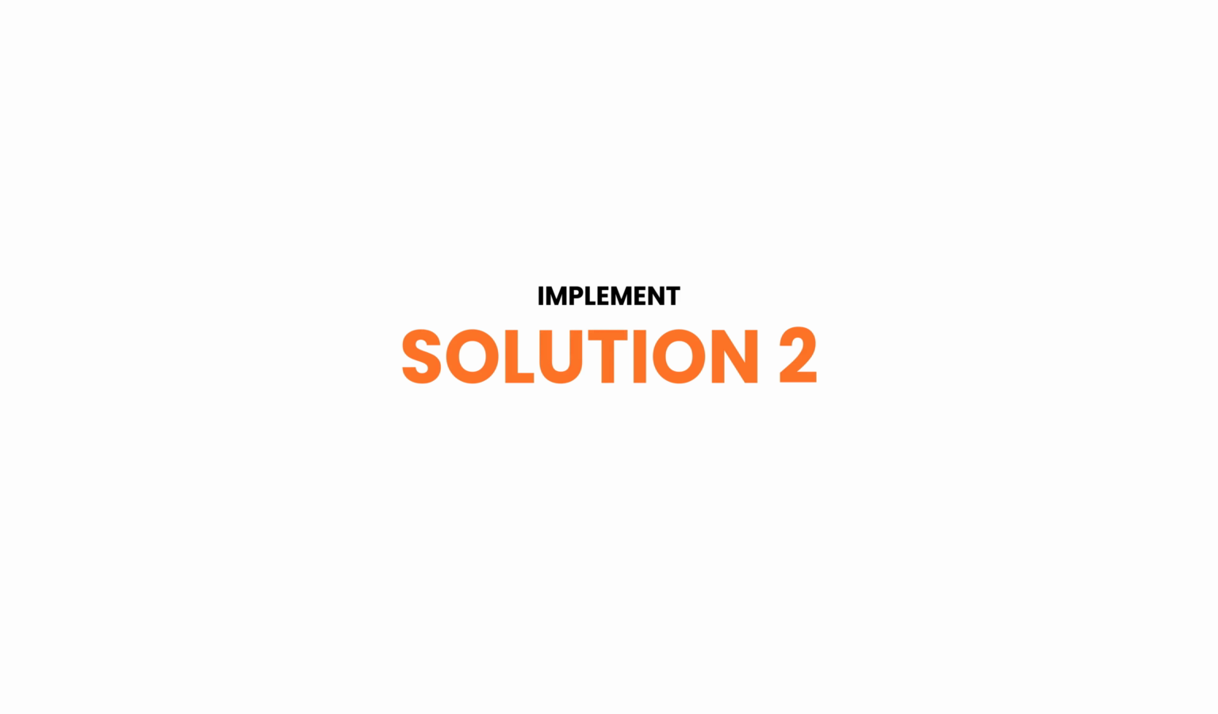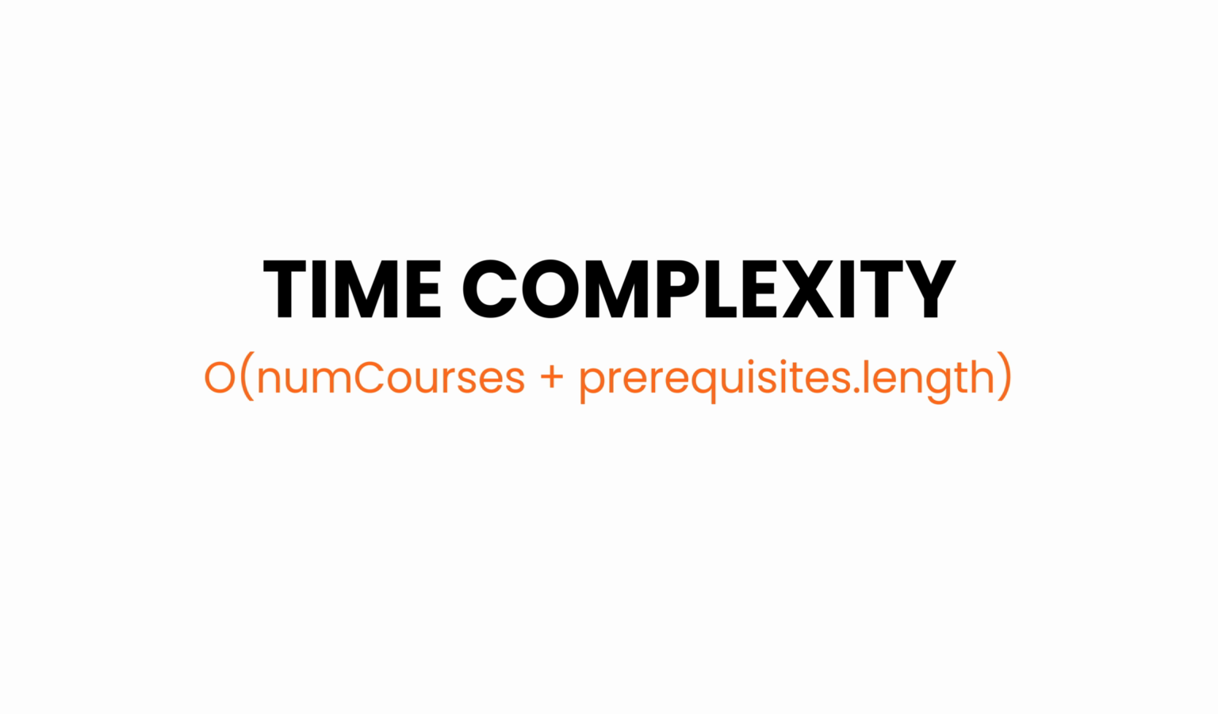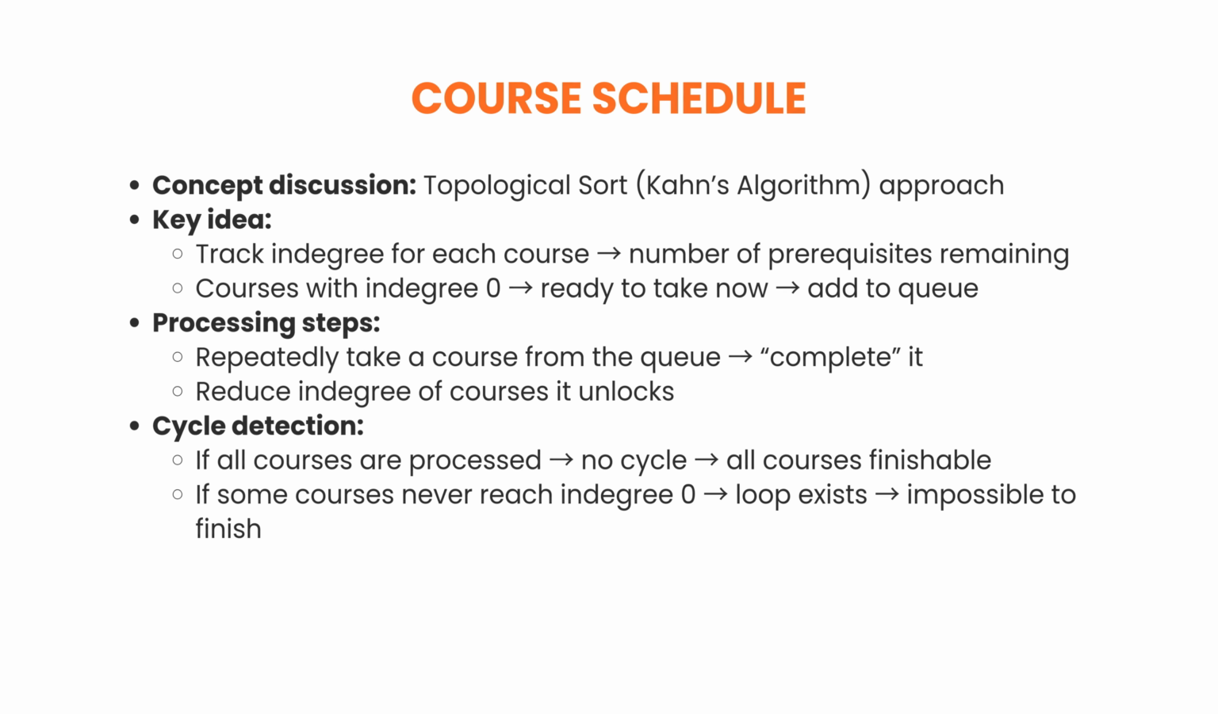Let's try to implement it using solution 2. Time complexity: num courses plus prerequisites length. The concept discussion: this approach uses topological sort, Kahn's algorithm. The idea is to count how many prerequisites each course still needs before it can be taken. That's the indegree. Any course with indegree 0 is ready to go right now, so we put it into a queue. Then we repeatedly take a ready course, complete it, and reduce the indegree of the courses it unlocks.